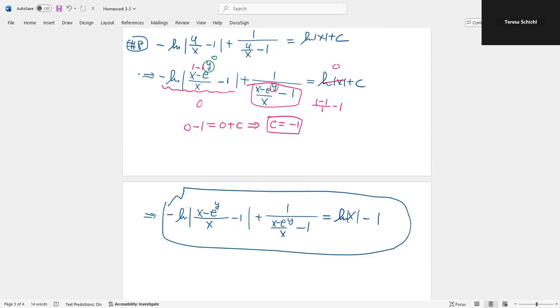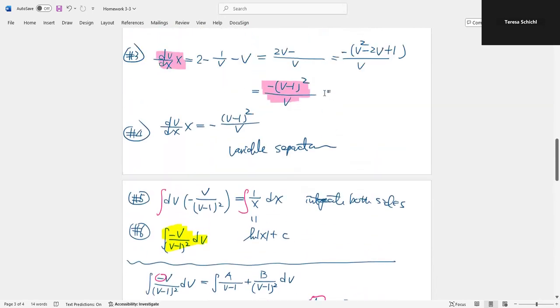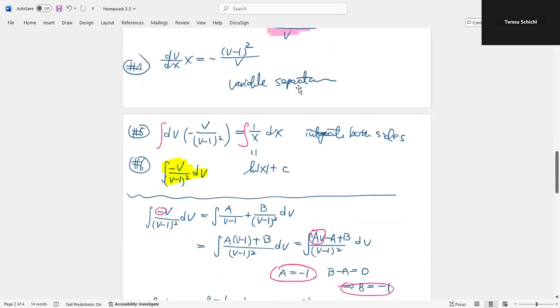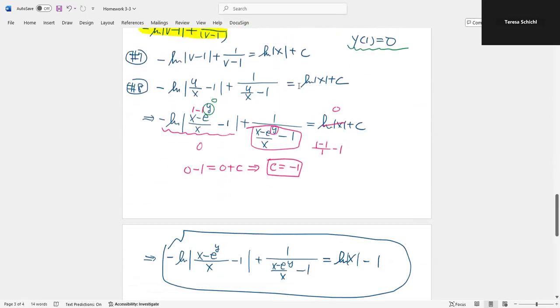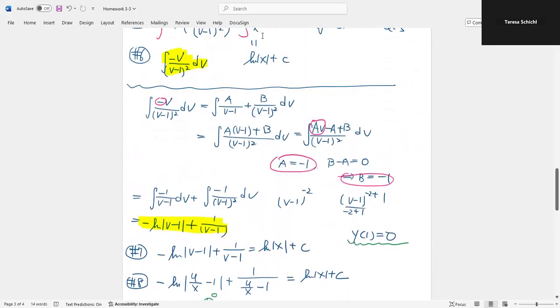This problem looks very simple, but in fact we need to use substitution twice. After substituting twice, we finally can do the variable separation and solve it, and then plug in the initial value. This is a very interesting problem, and I hope this helps you when you try to solve this equation.